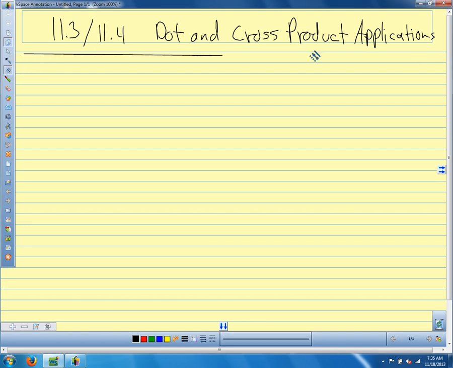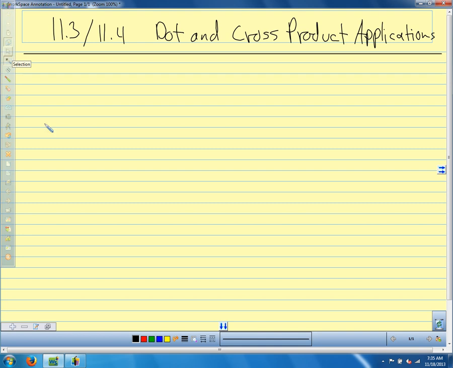All right, so we're kind of hitting 11.3 and 11.4 again, just some applications with the dot and the cross product. So let's remember what we'd said about work. We've talked about work a little bit. We did some nice lifting problems and pumping problems before, and those will show up again before too long.